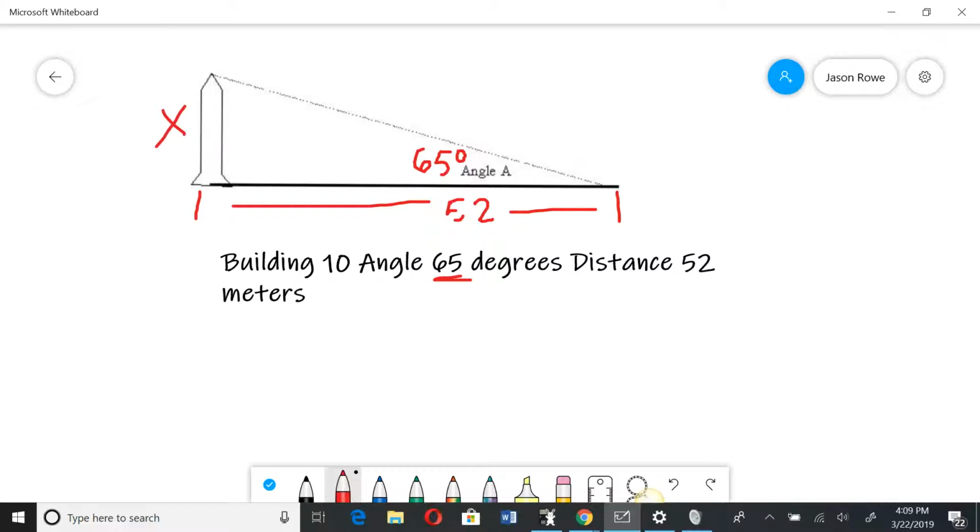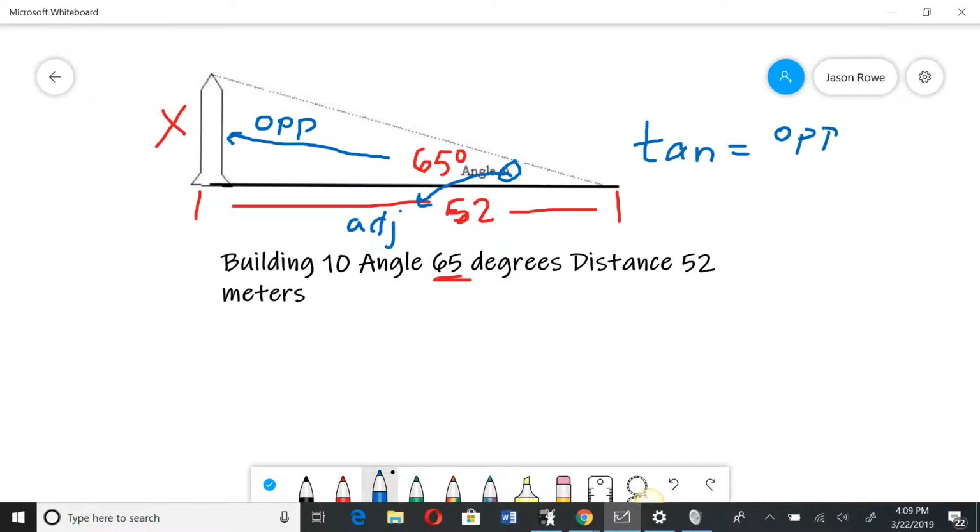So now we're going to use a trig ratio here. So let's look at which trig ratio works in this situation. So if this is angle A, this side that we're looking for would be the opposite side. And then this side that we know right here, this would be the adjacent side. So which ratio has opposite to adjacent? That's the tangent ratio. So tangent is the ratio of the opposite side to the adjacent side. So we're going to use the tangent ratio.